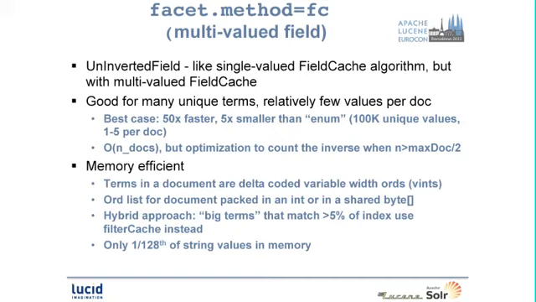Okay, and so our first multi-valued algorithm is called uninverted field, and you get it when you do facet.method equals FC on a multi-valued field. And that's because it's really like the field cache method, but it uses a multi-valued field cache called uninverted field. And so it's good when you have many unique terms, but relatively few per document, because it's an uninverted field, just like a field cache, for each document it sort of has to list out all the values it has. So for a full text field or something, no good.